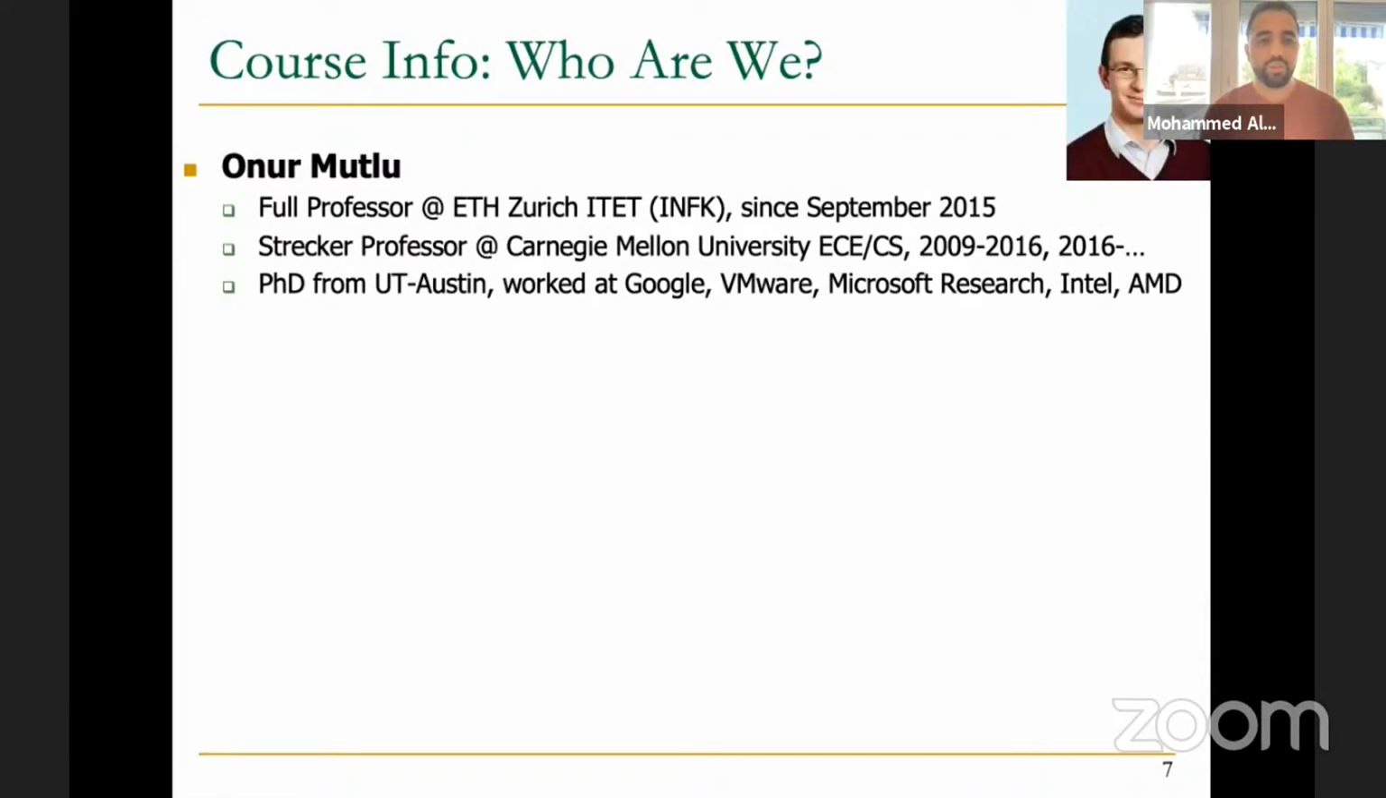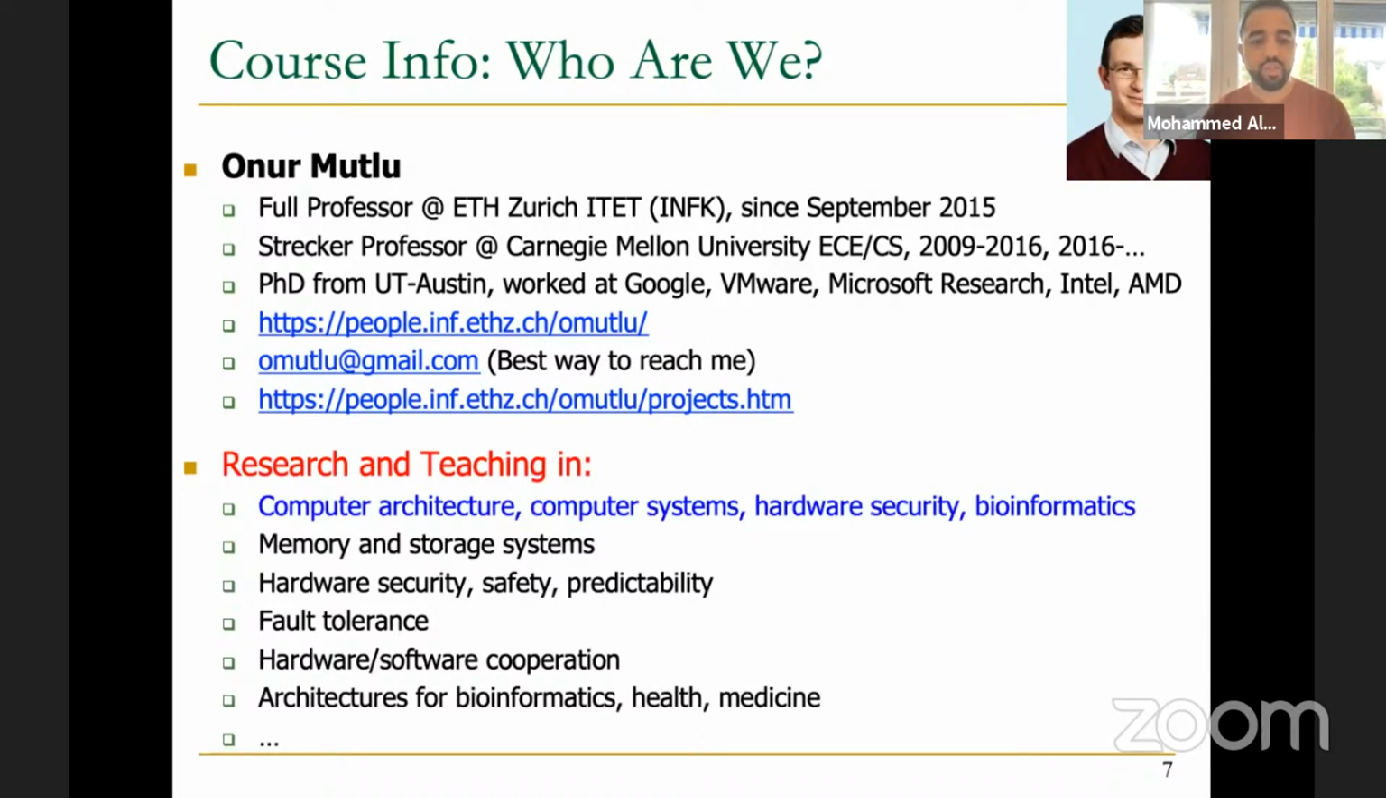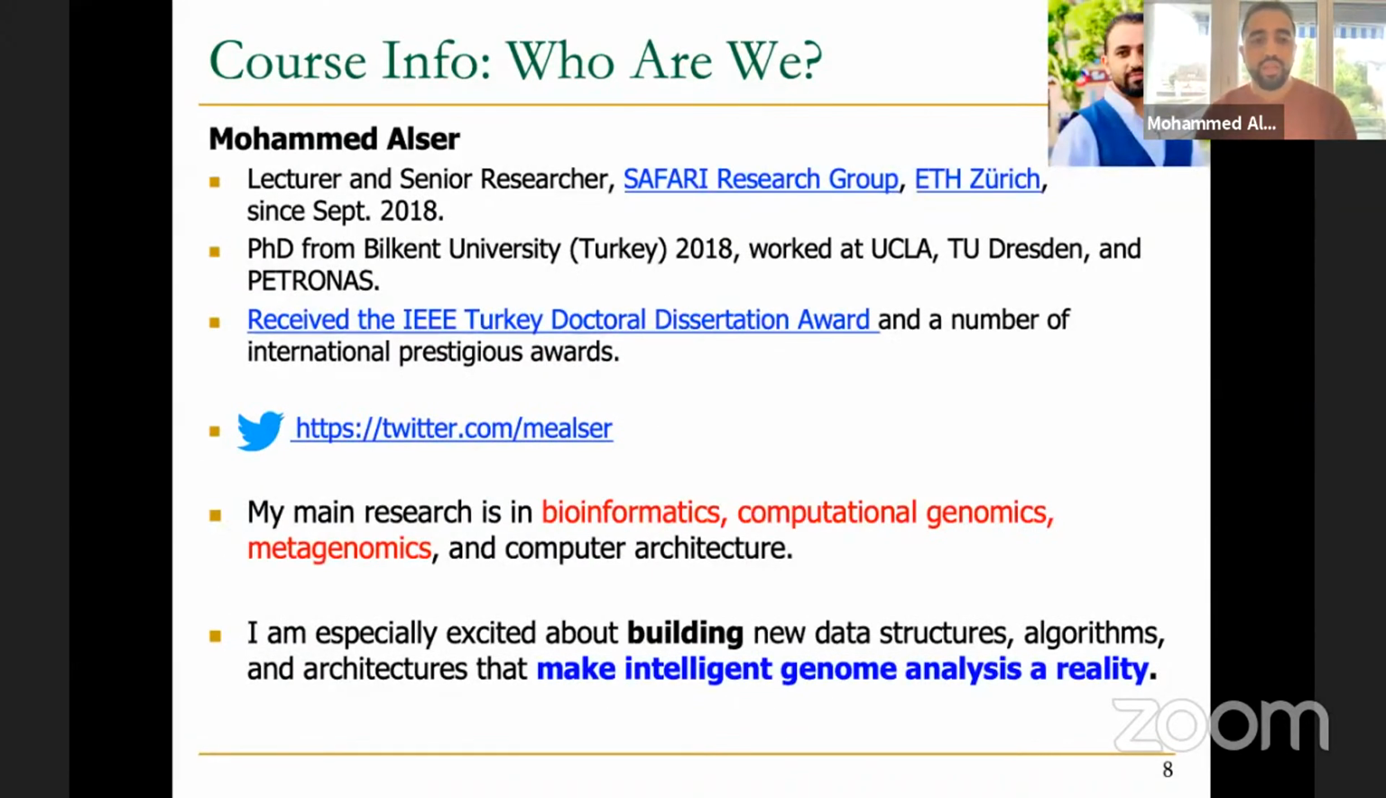This course is provided by Professor Onur Mutlu, who has been a professor at ETH since September 2015. He was also a professor at CMU, Carnegie Mellon University, for about 7 years. He got his PhD from UT Austin, and then he worked at many companies, where he established computer architecture research groups at some of them. The best way to reach him is his Gmail account. And as the SAFARI Research Group, we are interested in different research directions, including computer architecture and bioinformatics for sure.